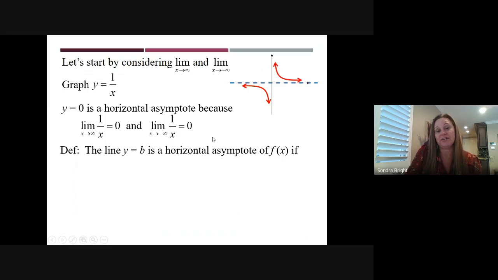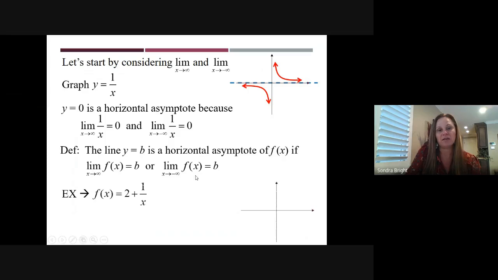So by the definition of a horizontal asymptote, the line y equals b is a horizontal asymptote of your function f if the limit of f of x as x approaches infinity is b, or if the limit of f of x as x approaches negative infinity is also b.